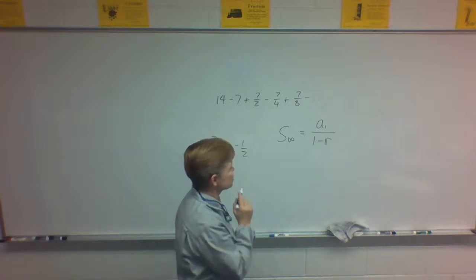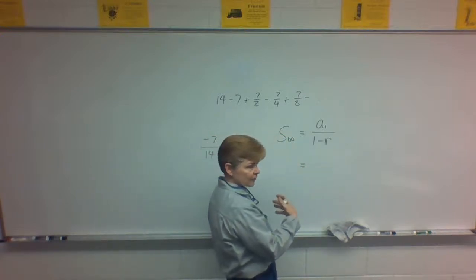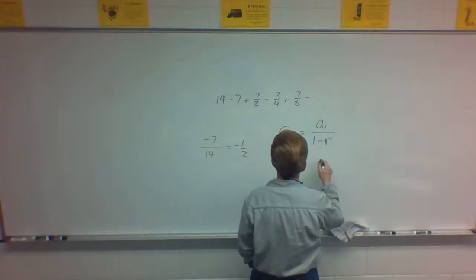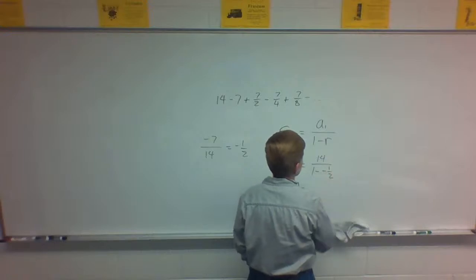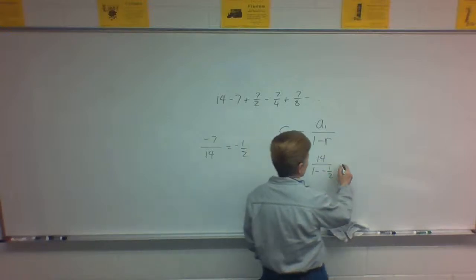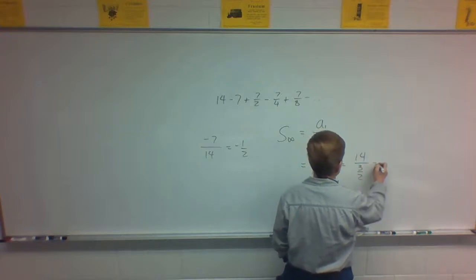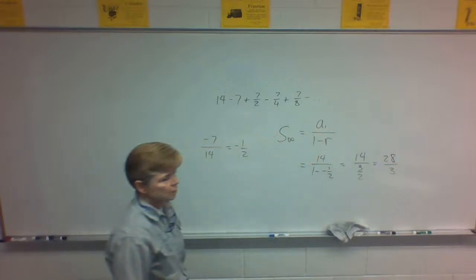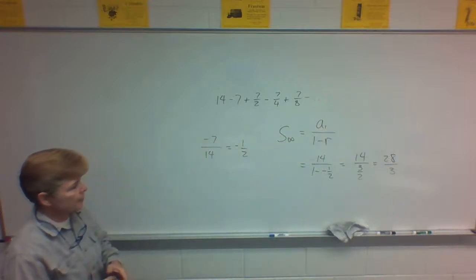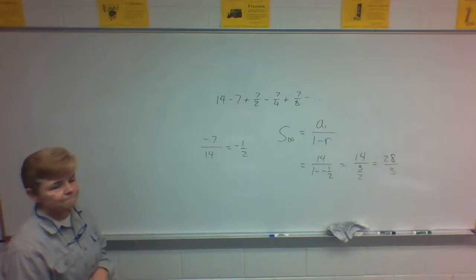Well, we've decided it has a sum. We just have to come up with those two things. We've already come up with R in making the decision if it has a sum. What's A1? So it's going to be 14 over 1 minus -1/2, which is 14 over 3 halves, which is 28 thirds, if you do the arithmetic. You good?